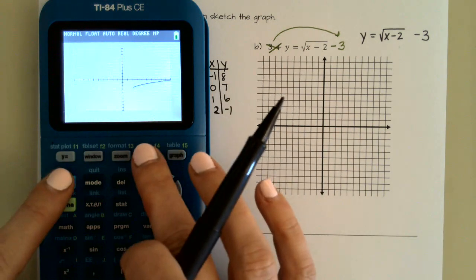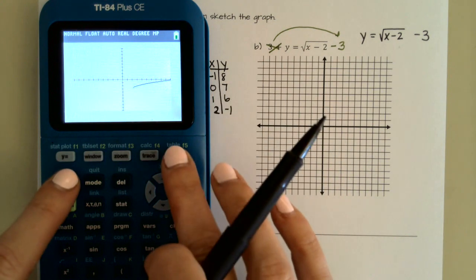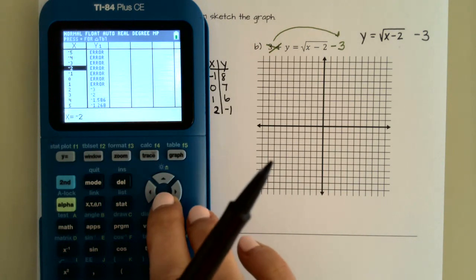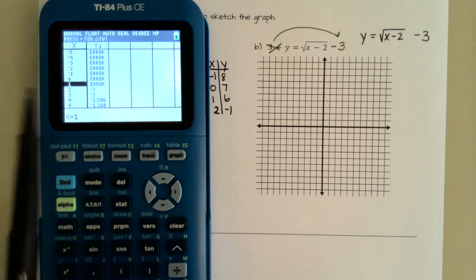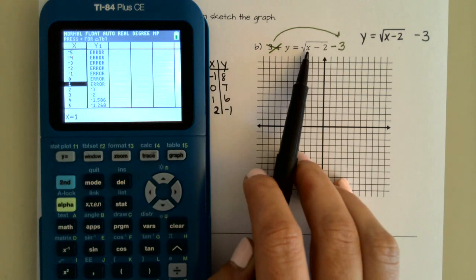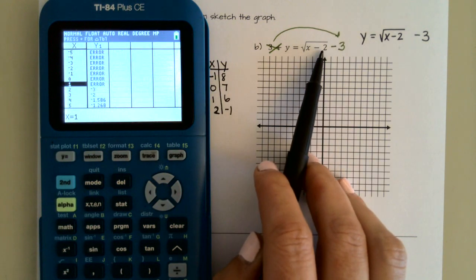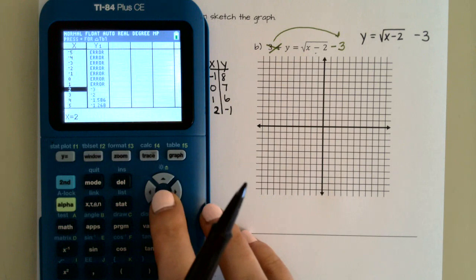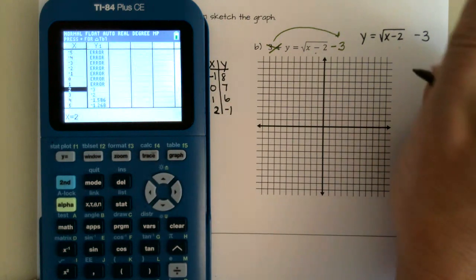Let's go to our table. So second table. Notice there's a bunch of errors here. That's because these x's don't work. If I plug 1 in here, 1 minus 2 is -1. I can't square root negative numbers. Okay, so I'm going to start here at 2, -3.